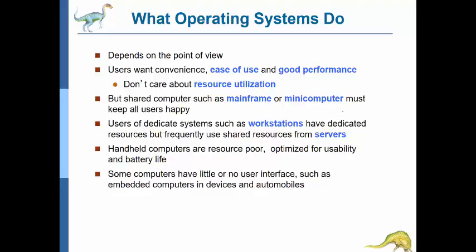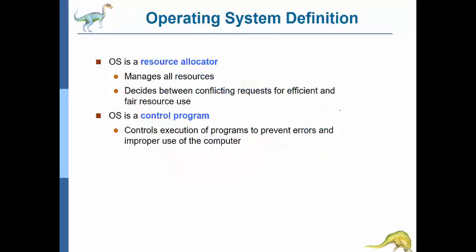Okay. So that is the definition of operating systems. An operating system is a resource allocator. An operating system is a control program. As a resource allocator, it manages all the resources, from the CPU to the external device management, and decides between conflicting requests for efficient and fair resource use.